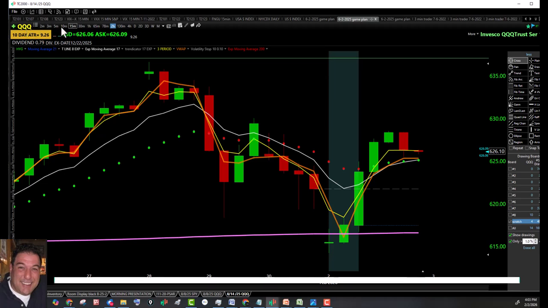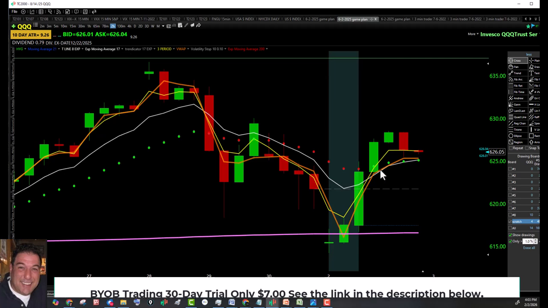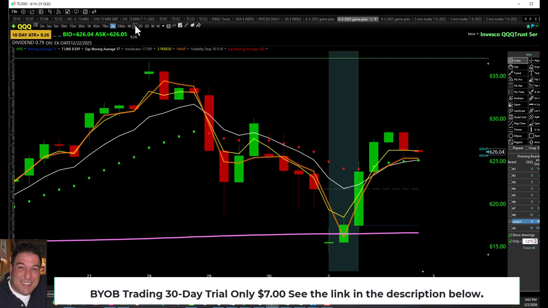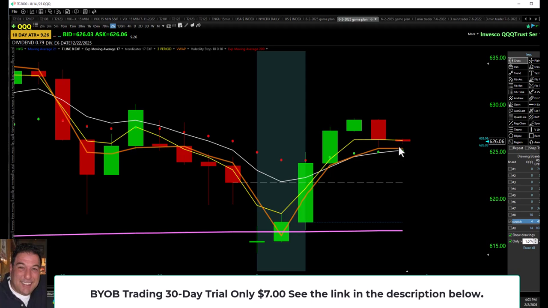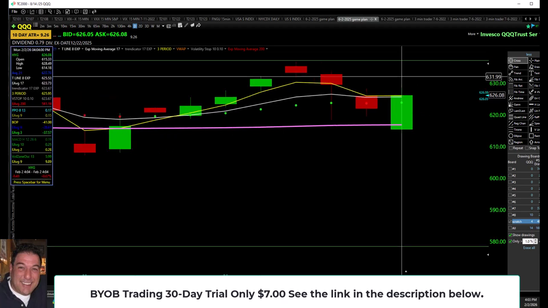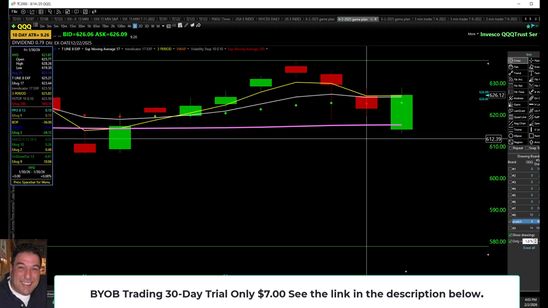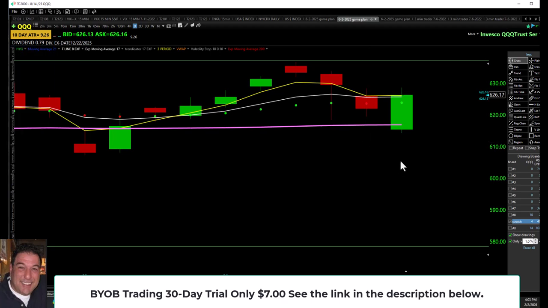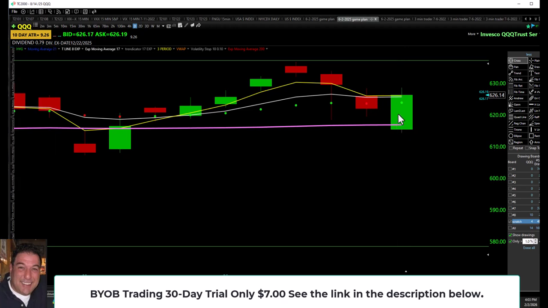So we had a 10-minute uptrend inside of a 2-hour uptrend that was inside of a daily uptrend, inside a weekly uptrend, inside a monthly uptrend. So here you go with QQQ. Coming into the close, we have a 2-hour uptrend. On the daily chart, let's see what we got here. High is 628.26. High is 628.49.